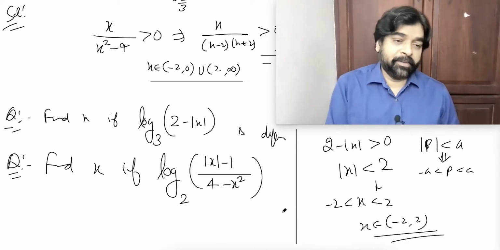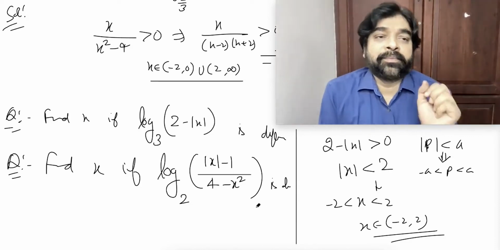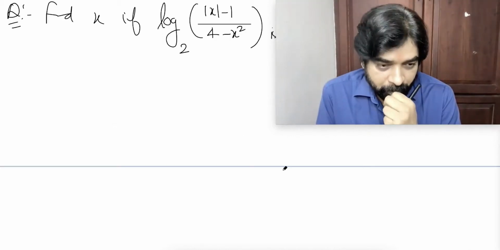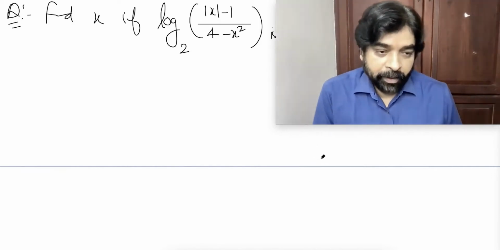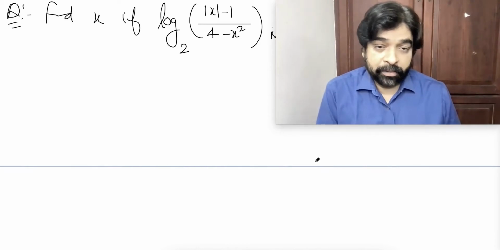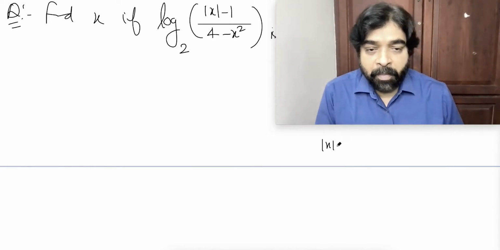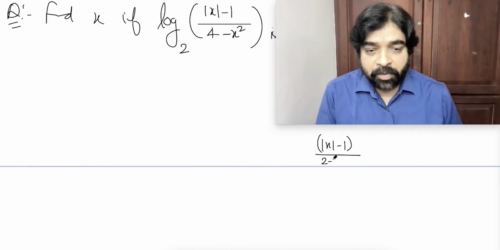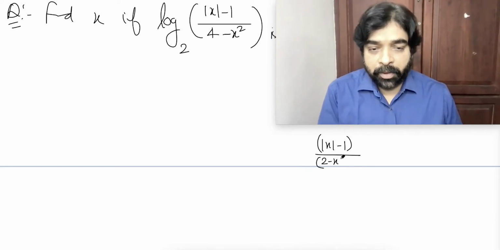Give me answer. Find x if this is defined. Again, you people are asking me to teach inequality. Okay, Varun gave the answer, it's correct. Siddharth, no, mistake. Look here. |x| − 1 divided by 4 − x², which is (2 − x)(2 + x). (2 − x)(2 + x) must be greater than 0.